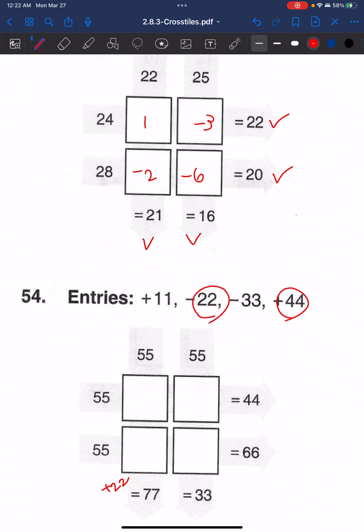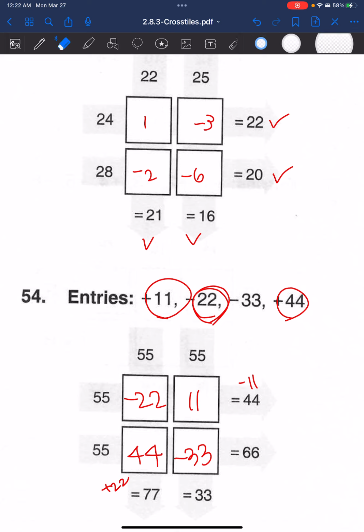Now from 55 to get to 44, we need to subtract 11. And the only combination that works is 11 and negative 22. So the numbers are probably going to go in like this. And so we'll check and see if that's right.